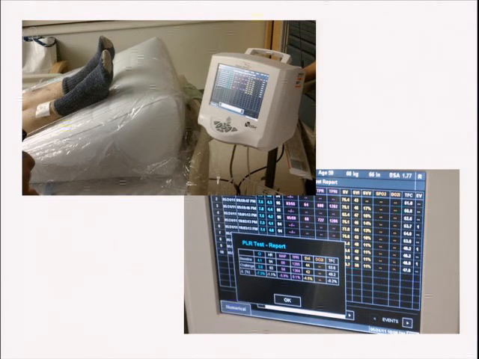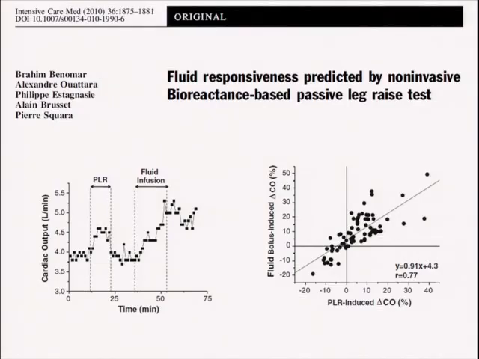You just have to lift up the legs. You put the little stickies on the patient's chest. I don't know how more non-invasive you can be. It takes about 5 minutes to set up, and it's been remarkably well accepted by our nursing staff and our residents. They do it themselves.